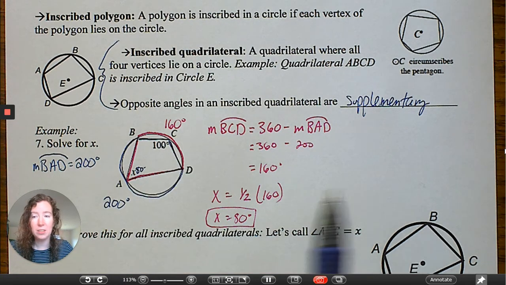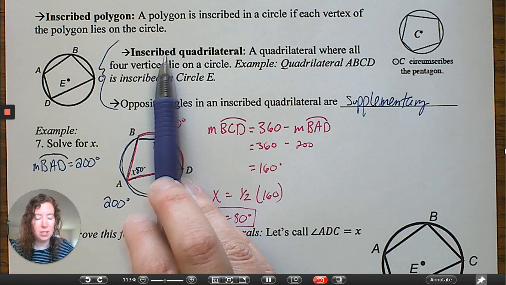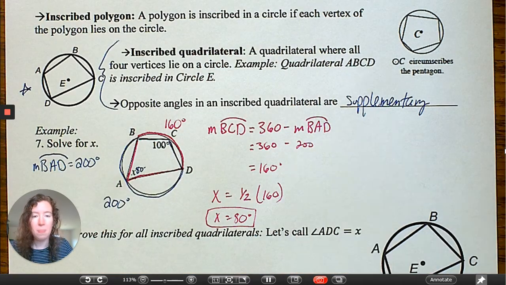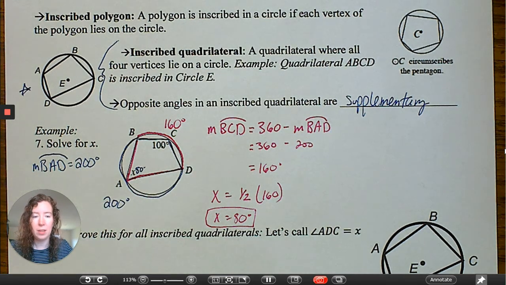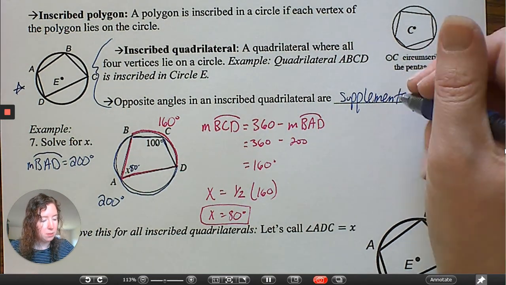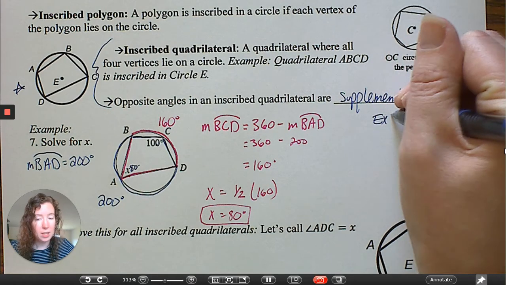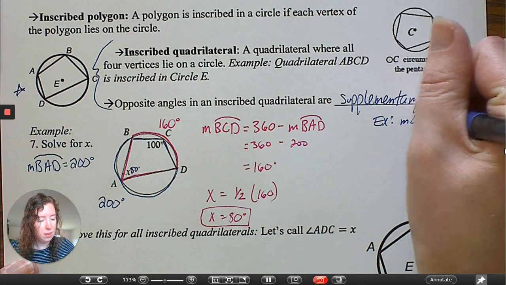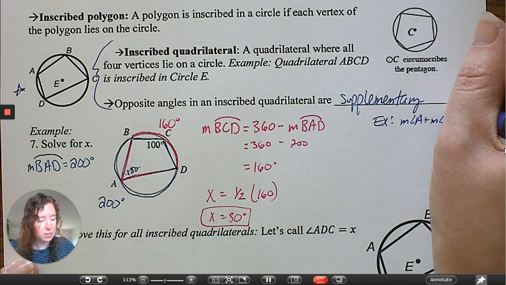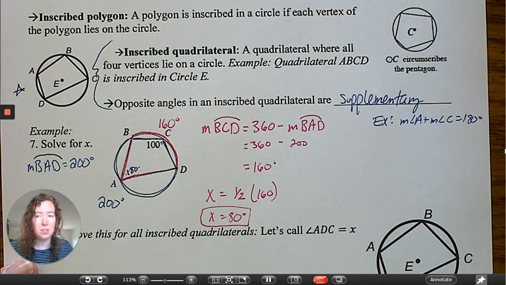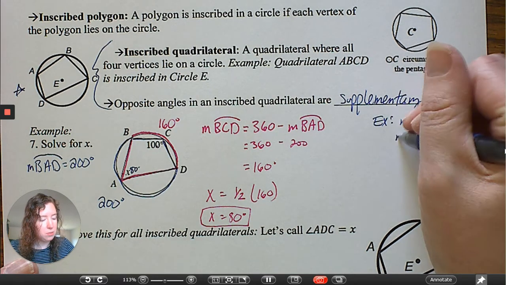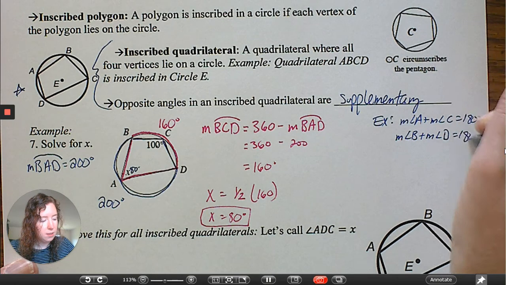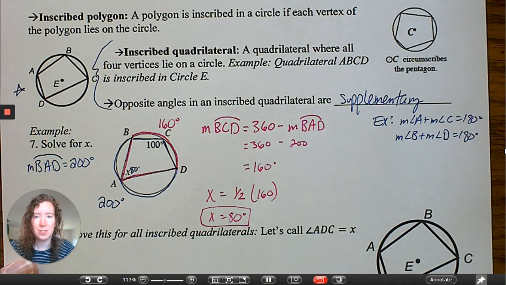So remember what you're going to add to your toolkit. This definition here, this picture might help. And then also the fact that they're supplementary. Okay, so as an example for your toolkit, if you're using this picture, you could say that the measure of angle A plus the measure of angle C is 180 degrees. Also that the measure of angle B plus the measure of angle D is 180 degrees.